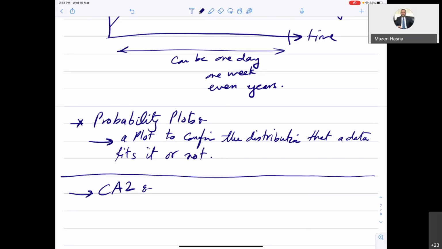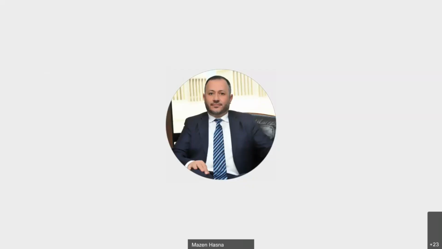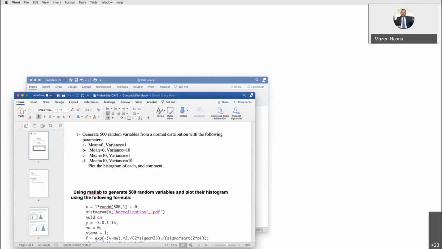Okay, let me share. This is Microsoft Word, yes. I assume you can see my screen now. You see my screen, right? Yes, we are seeing it.